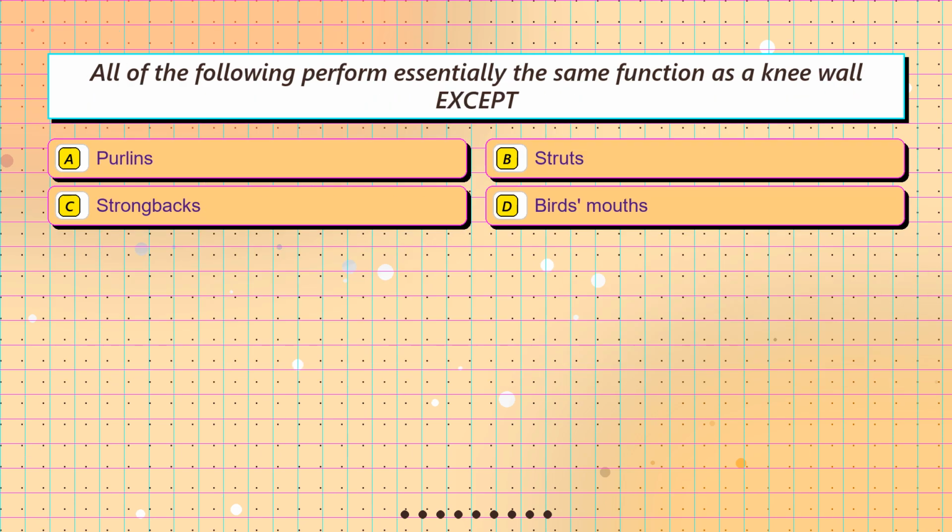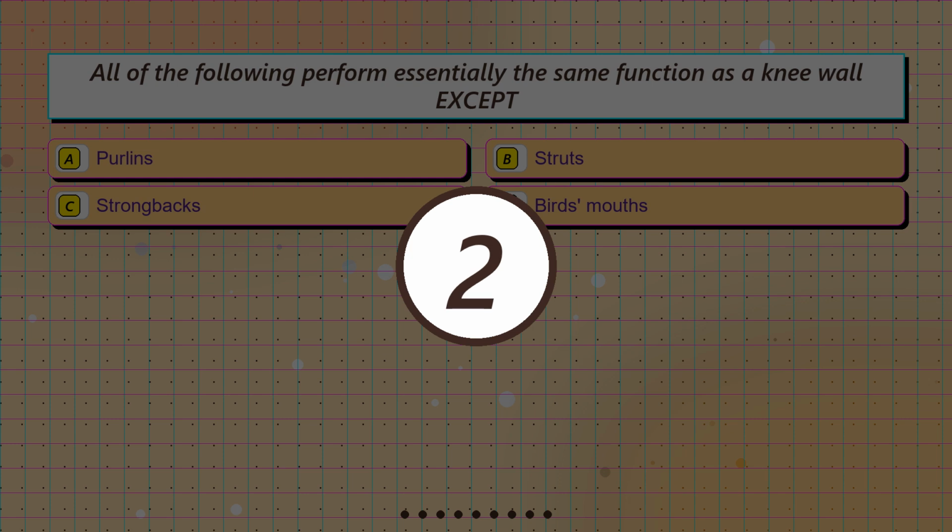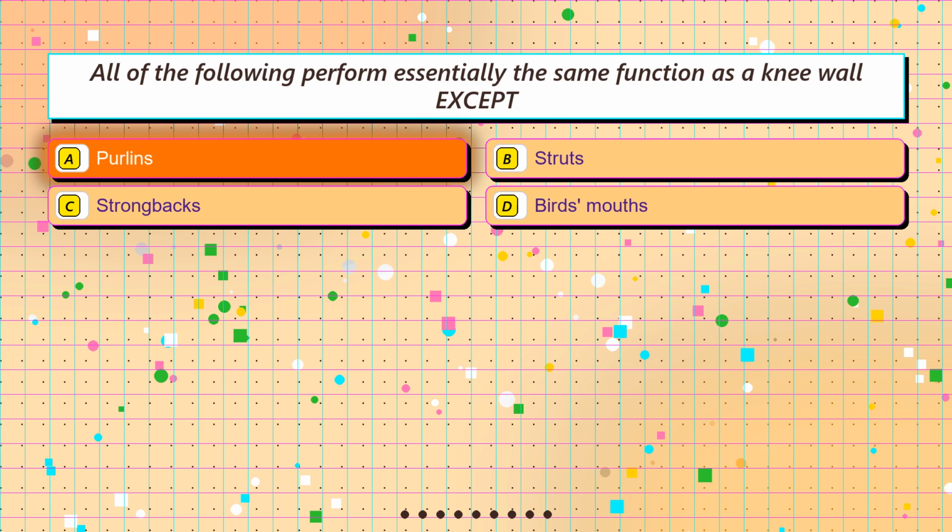Question 5. All of the following perform essentially the same function as a knee wall except: Option A, purlins. Option B, struts. Option C, strongbacks. Option D, birds' mouths. The correct answer is option A, purlins.